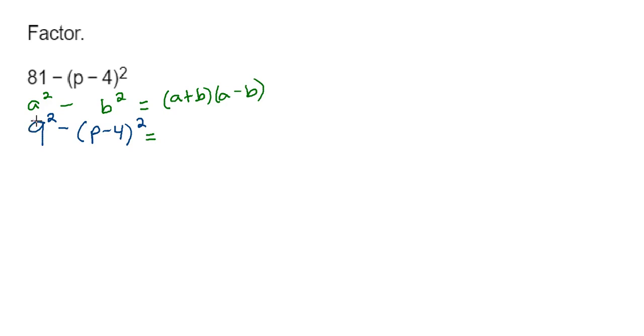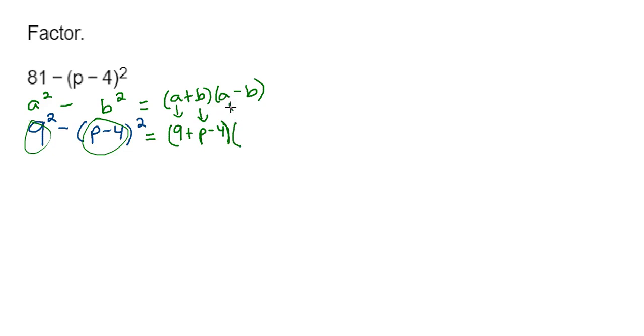Instead of a, we have 9. So we're going to replace the a with a 9. And instead of b, we have p minus 4. So I'll get p minus 4 here. All right, I guess I'm happy with that. And we'll do the same thing in the second factor.